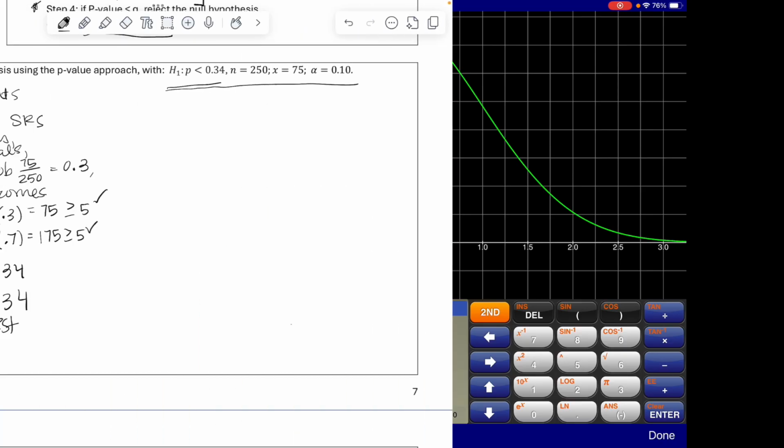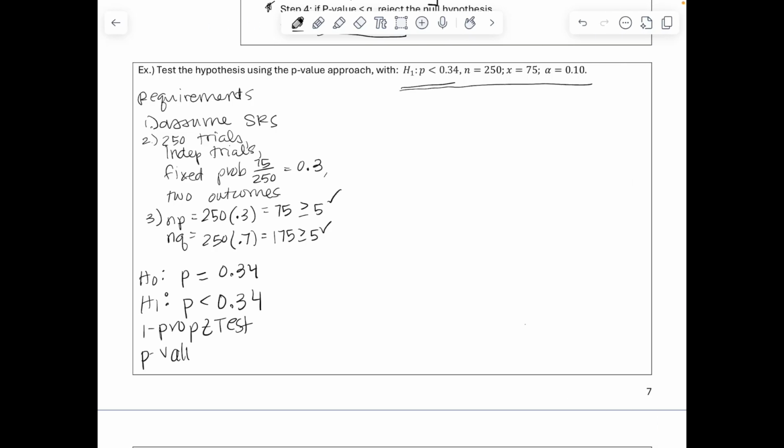From here, you get your P value. We get a P value equal to 0.0909, and we need to compare this to our alpha value, which was given as 0.10, and that was given to us up above. And since our P value is less than our alpha, this means that we are going to reject H0. So we're rejecting our null.